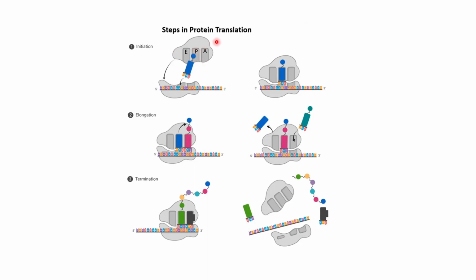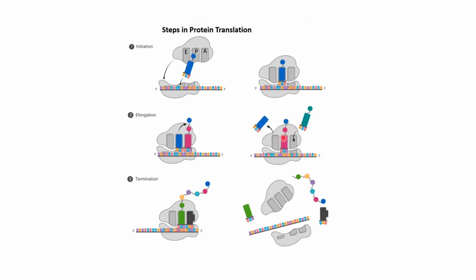So when we talk about the translation process, a codon will get attached first at the P site, and another codon will get accepted at the A site. The amino acid present at the P site will form the peptide bond with the amino acid present at the A site, and then it will move further in the elongation step.